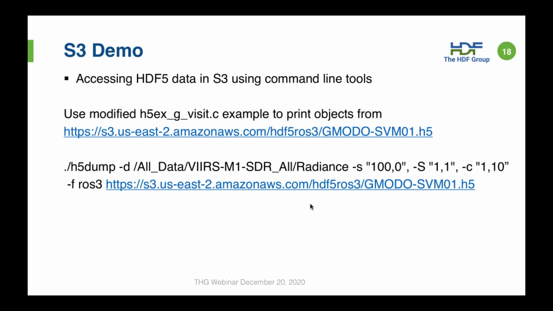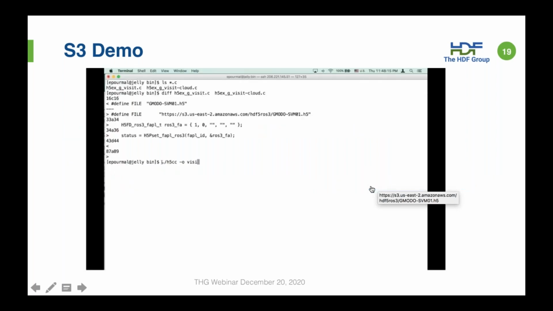So in my demo, I will be using an example that exists on our website, modified to access the file on S3, and then we'll be using h5dump to print the first 10 elements starting at position 100, like row 101, I believe, of this radiance data set from the same file stored in S3.